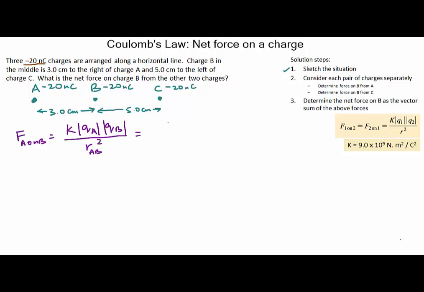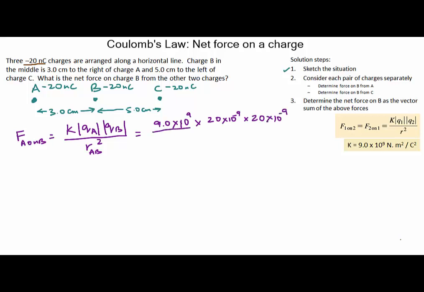And now when I put the values in, I get 9.0 times 10 to the 9 Newton meter squared per coulomb squared. And as before, we need to put the value of the charges in coulombs. So that'll be 20 times 10 to the minus 9 to convert the nanocoulomb to coulomb. And notice I've left the sign out because I only need the absolute value. That's QA. QB is the same value, 20 times 10 to the negative 9 coulomb.